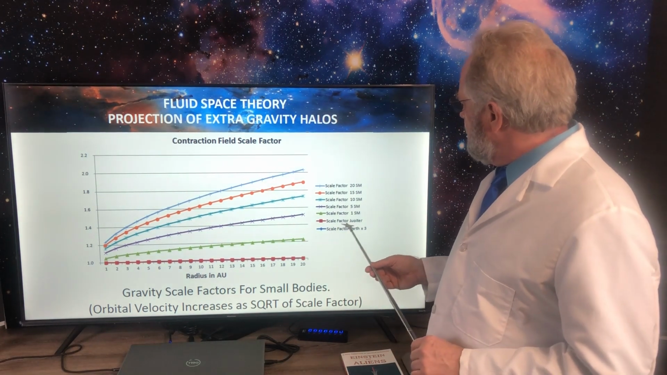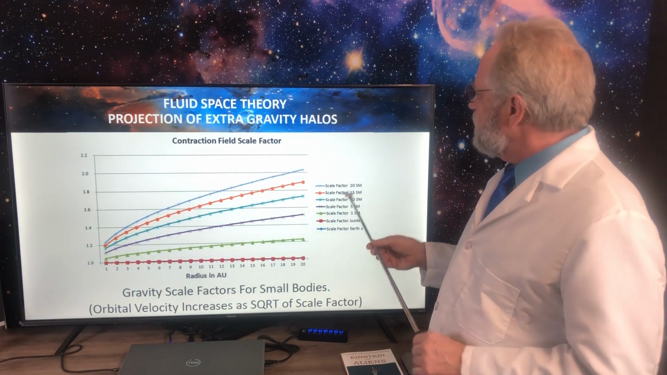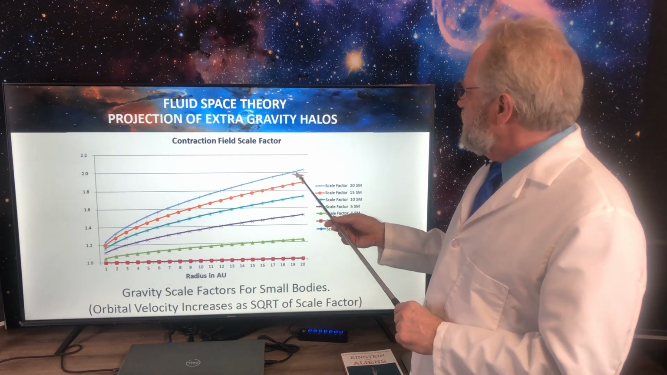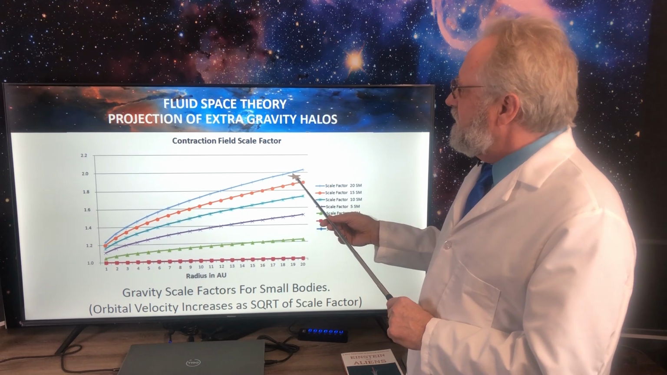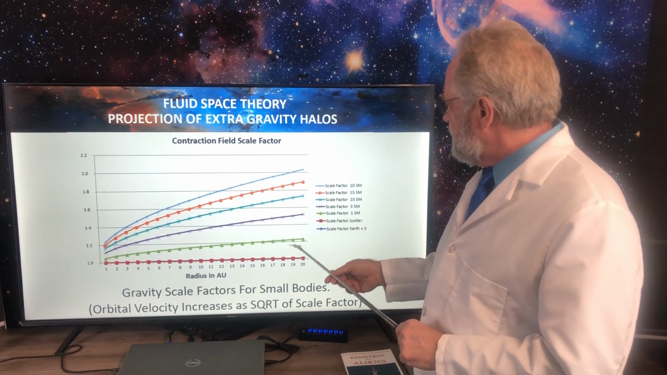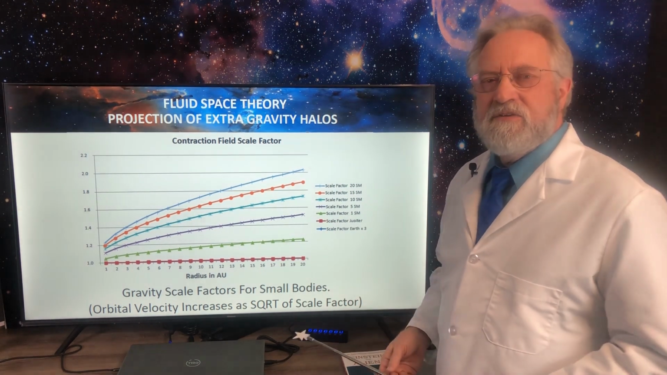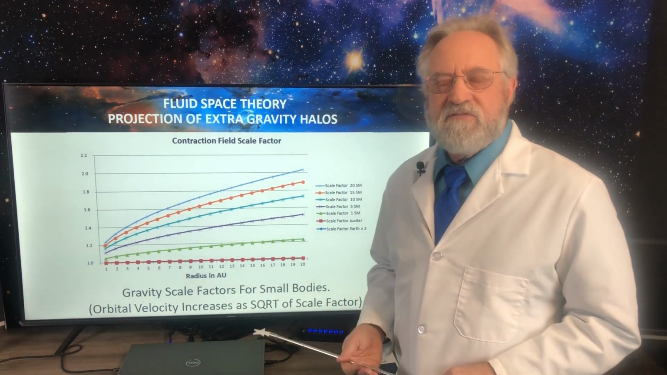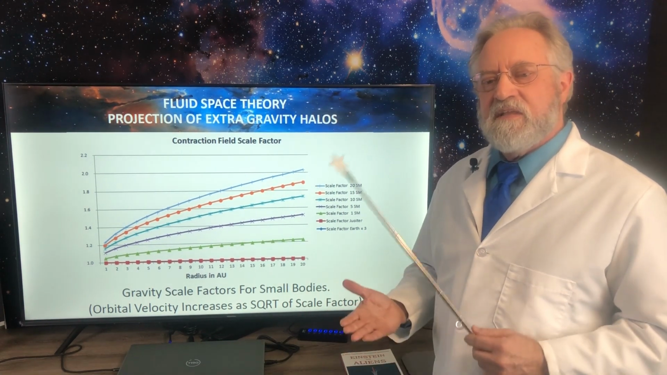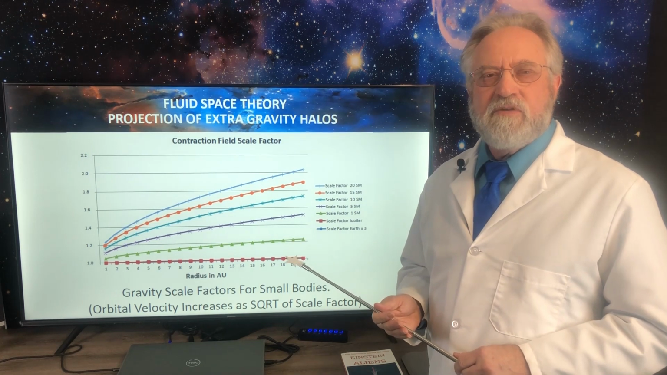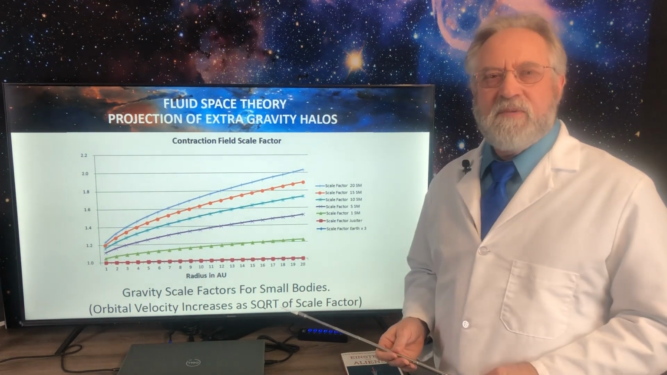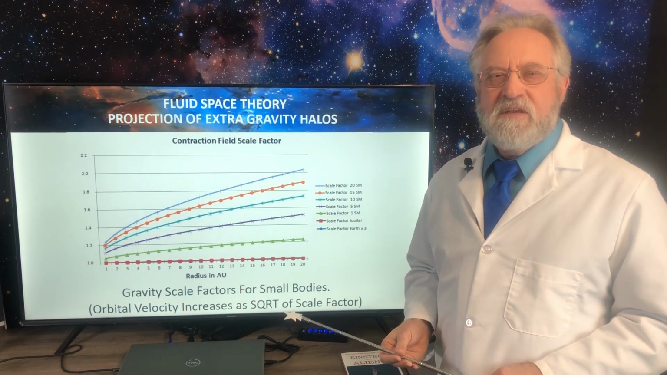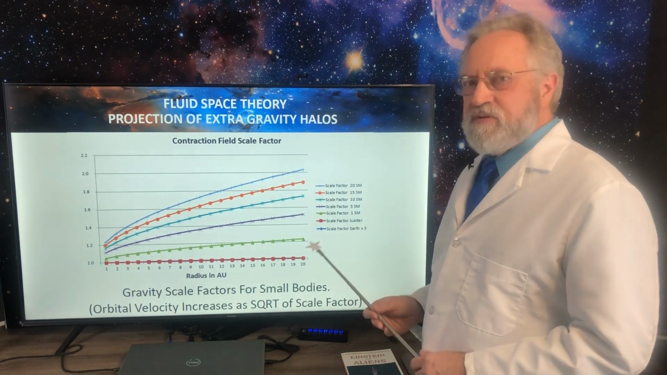And then I have 5, 10, 15, and 20 solar masses. So at 20 solar masses, you get a scale factor of 2 out at about 19 AU. And the scale factor of 2 means that the contraction field is contributing equally with gravity. So something may orbit maybe about 40% faster around a star with 20 solar masses.